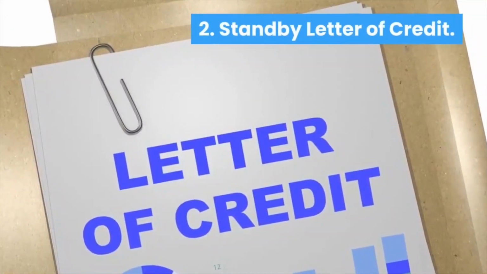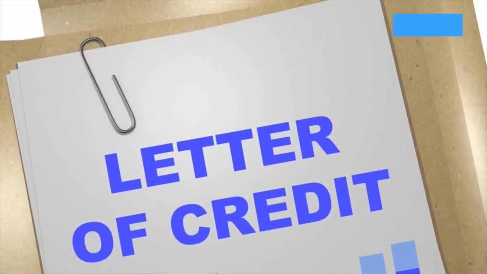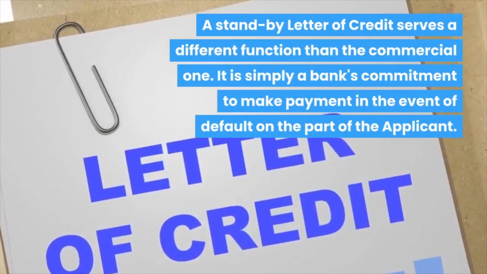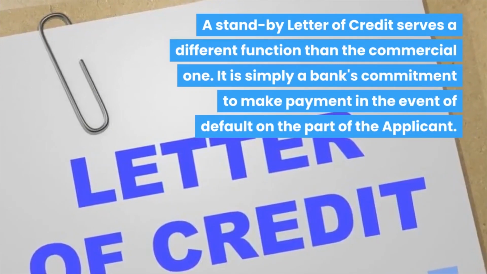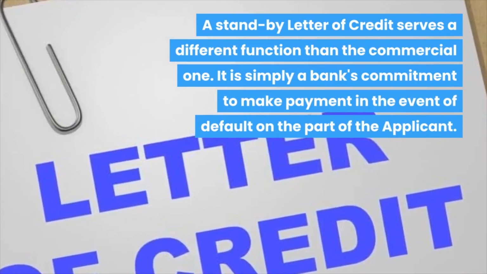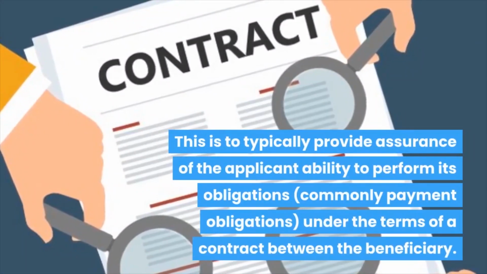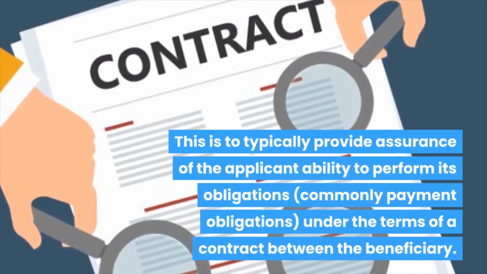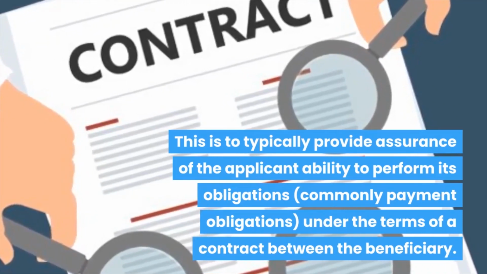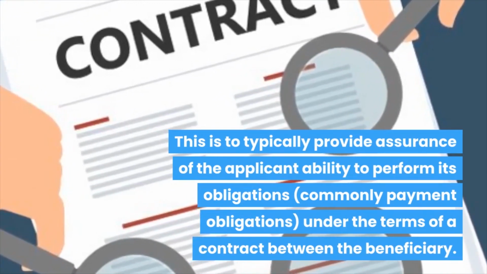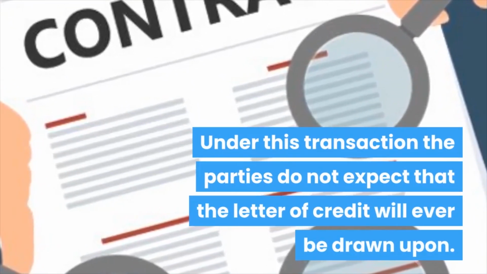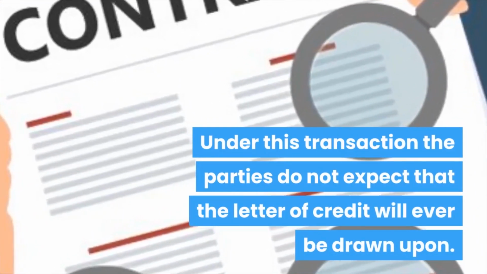2. Standby letter of credit. A standby letter of credit serves a different function than the commercial one. It is simply a bank's commitment to make payment in the event of default on the part of the applicant. This is to typically provide assurance of the applicant's ability to perform its obligations, commonly payment obligations, under the terms of a contract between the parties. Under this transaction, the parties do not expect that the letter of credit will ever be drawn upon.